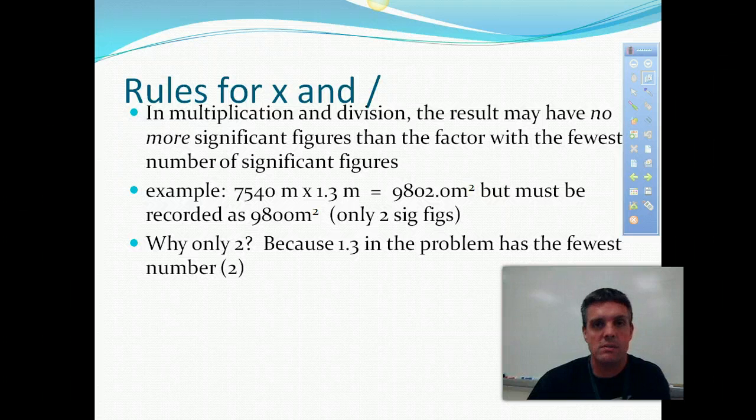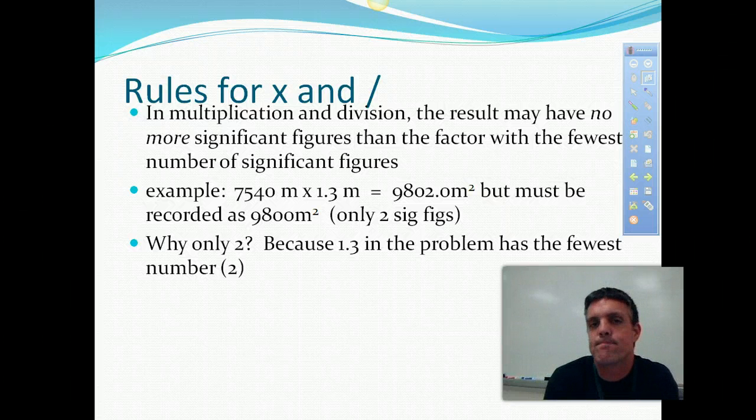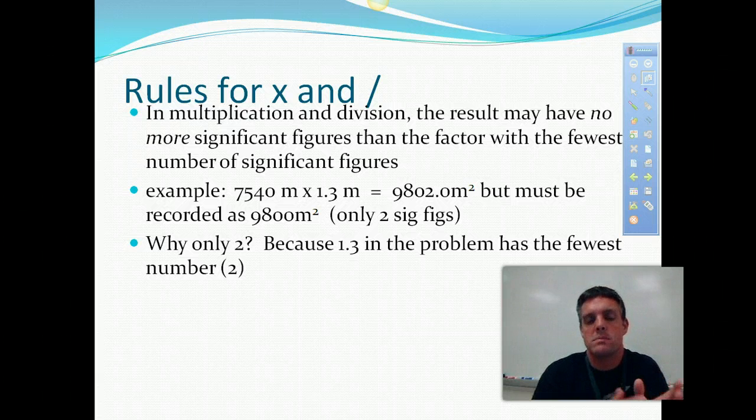Multiplication and division. Now there's a lot of writing here, I understand. Go ahead and pause it, but you've got to know the rules for them. When we look at multiplication and division of numbers, your answer cannot have any more significant figures than the least precise number in the problem. Now, if you look at the example here on the second bullet, it's 7,540 times 1.3.